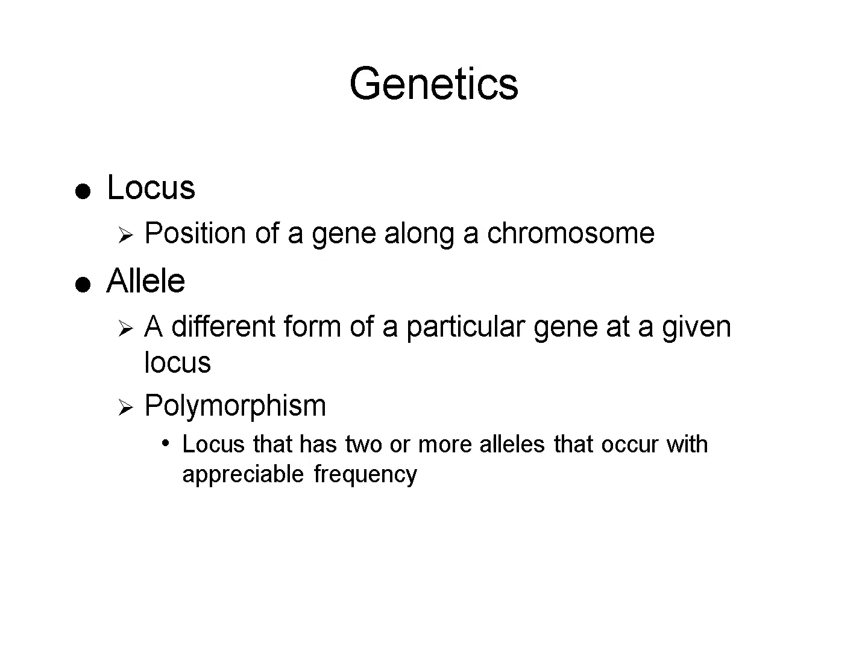A locus is the specific location or position of a gene along a chromosome. Each gene can come in different forms, known as alleles. An allele is a variation of a gene at a particular locus. When a locus has two or more common alleles that occur frequently in a population, it is called a polymorphism. These genetic variations contribute to the diversity we see in inherited traits.